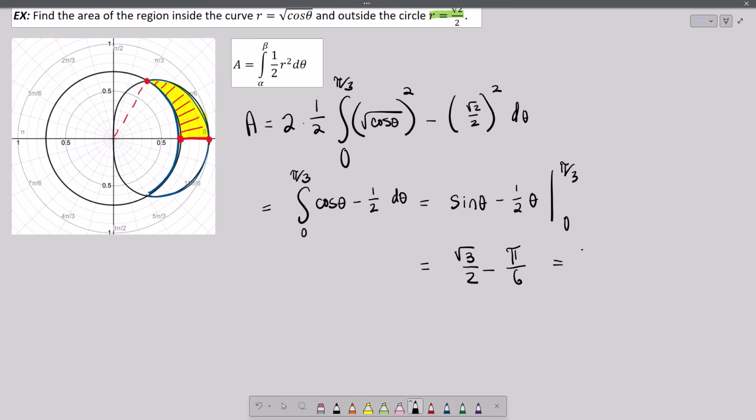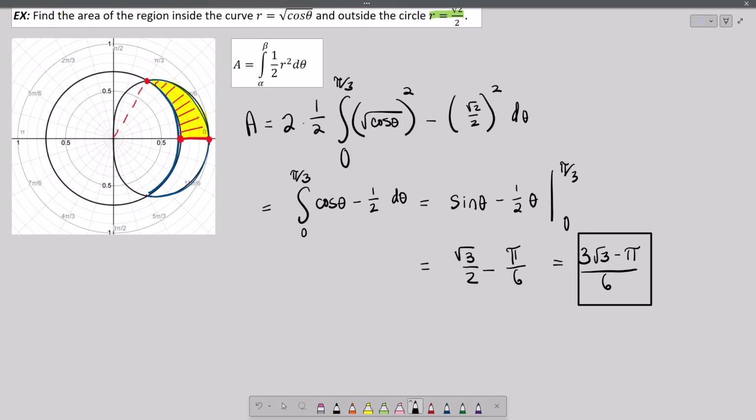We could get a common denominator if we so chose. Does not matter. Either is going to be correct. That'll be the area of that entire crescent.